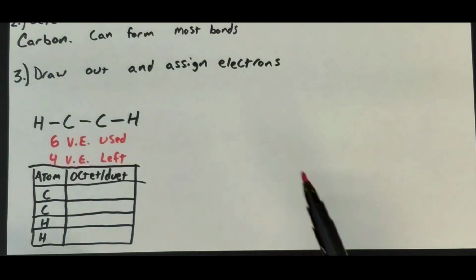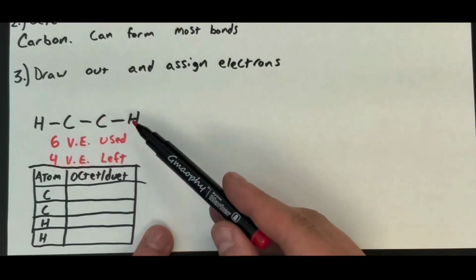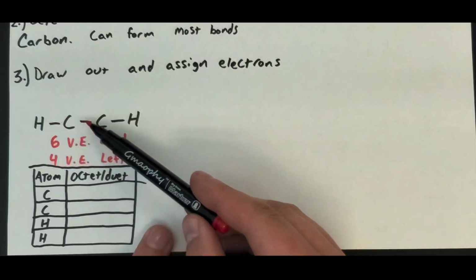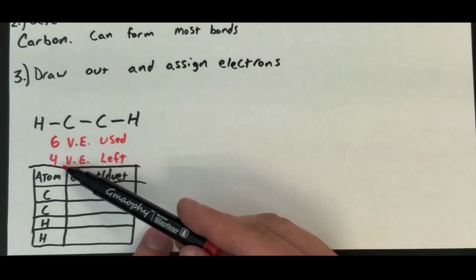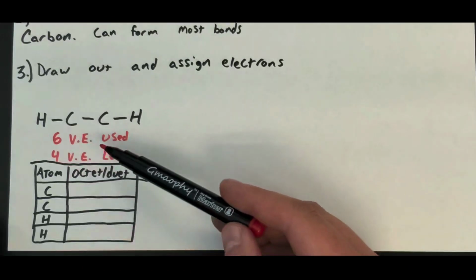So since we drew out the structure, we're able to count up the valence electrons that have been used. So 2, 4, 6 have been used in these bonds. That means we have 4 of our 10 valence electrons left.